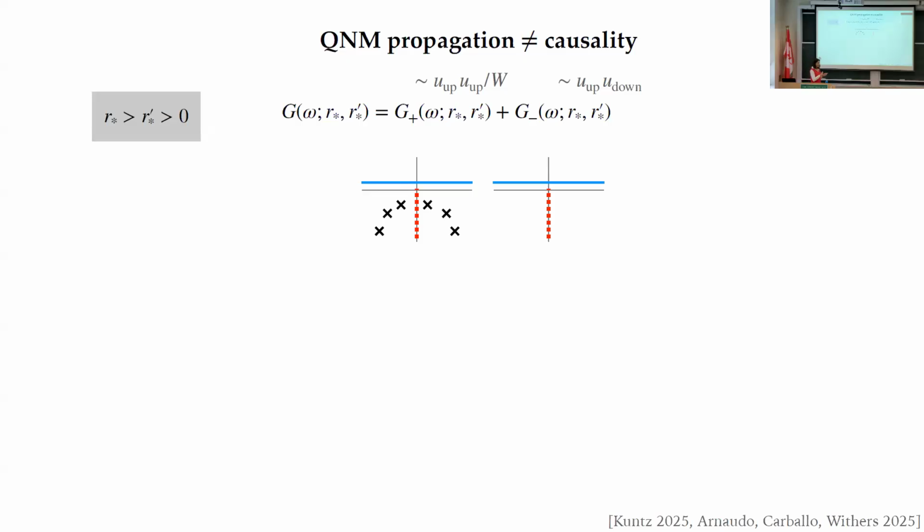I wanted to stress that this QNM propagation condition is not the same as causality, and therefore there will be different parts of the Green's function that are propagating with a delay with respect to each other, right? So if our source r star prime is still to the right of this potential barrier or bounce radius, we can actually split the Green's function into two pieces. One that still has the quasi-normal modes, the poles, and one that only has the branch point and branch cut.